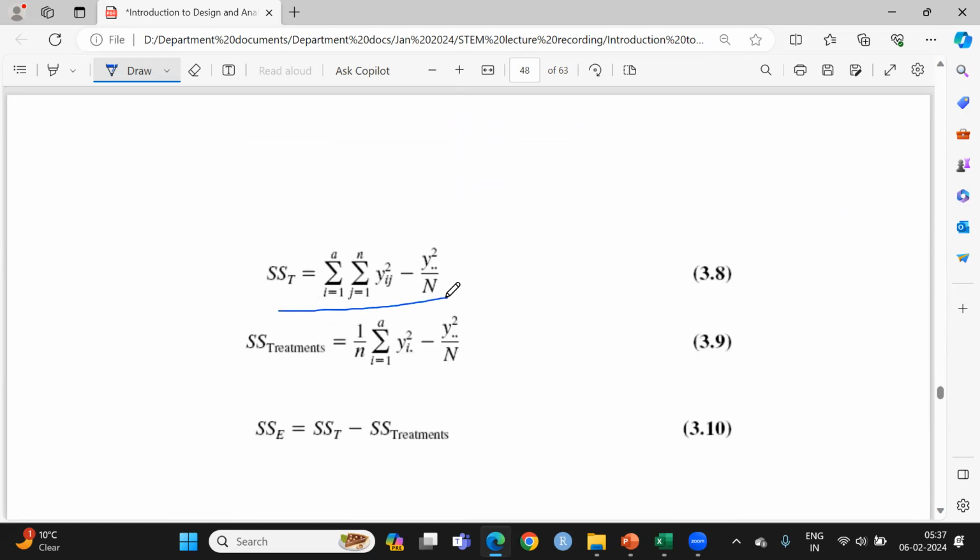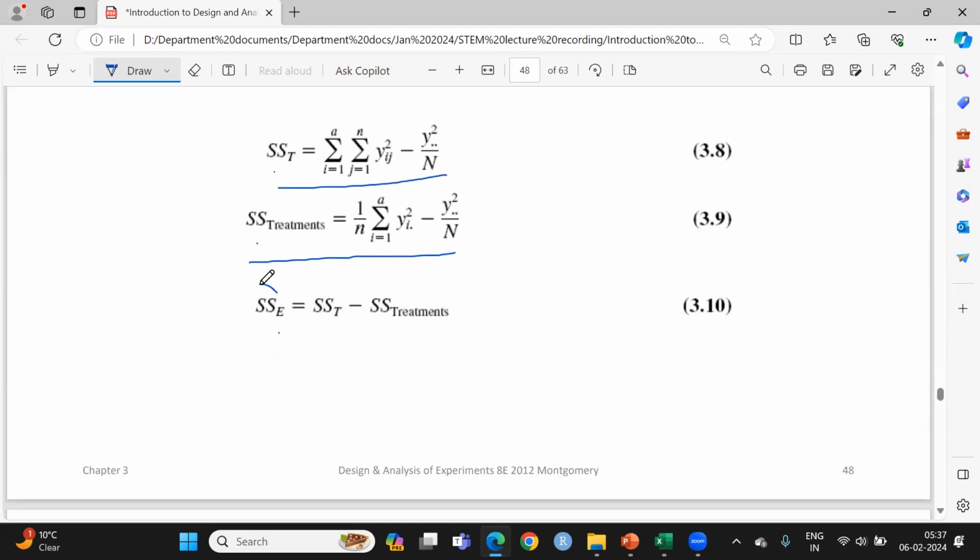So there is another simplified form of the formula for the total sum of squares, the sum of squares corresponding to treatment, and the sum of squares of error. One can easily derive the sum of squares of error by subtracting the sum of squares of treatment from the total sum of squares, right?